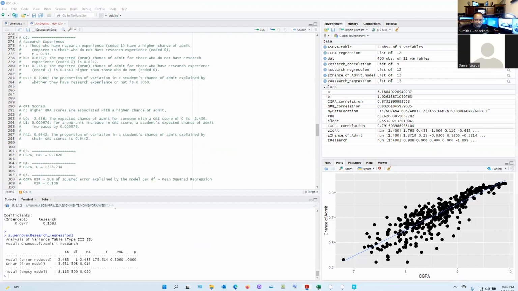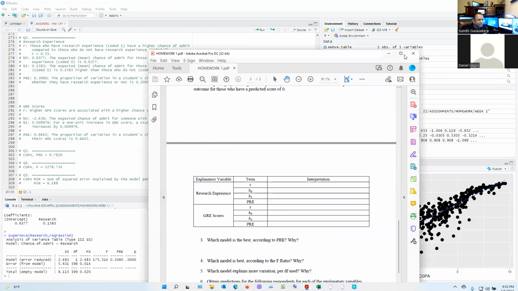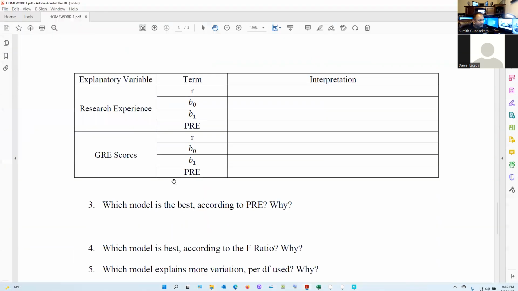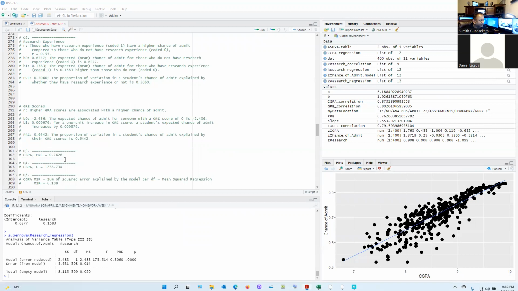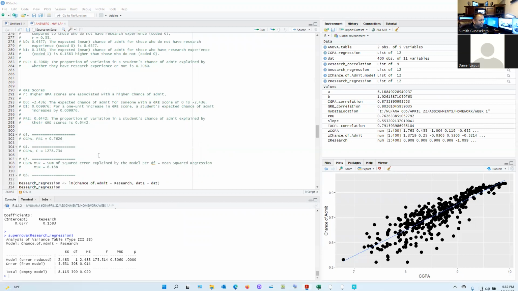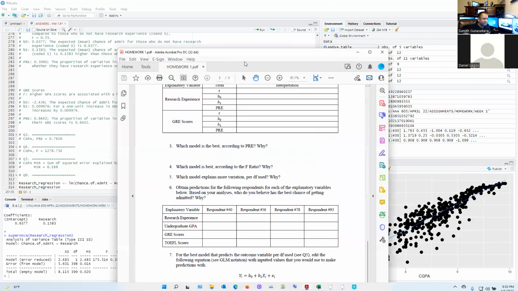Then number three, we're going to ask which model would be the best model. Out of all the models, when you run them, go to the model with the highest PRE. You can see which one has the highest PRE when you run everything. So the cumulative GPA is the one that has the highest PRE, and in a similar fashion, the highest F. The higher the value, the better the model would be. That's why they ask which model would be the better model.